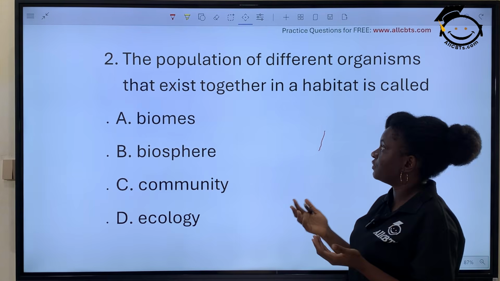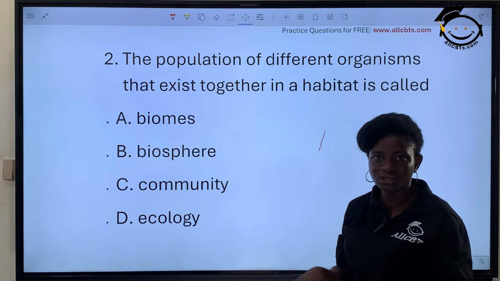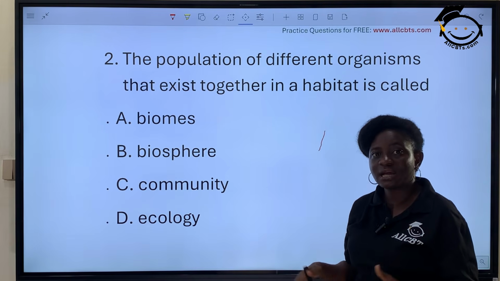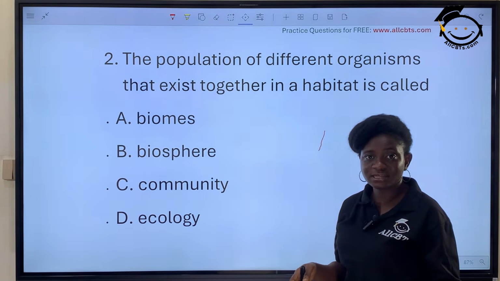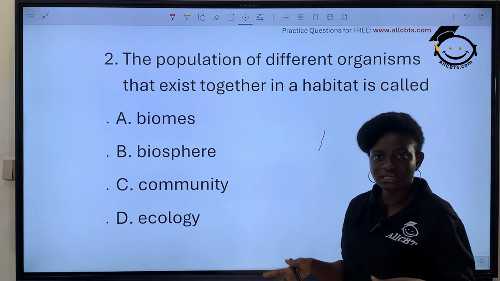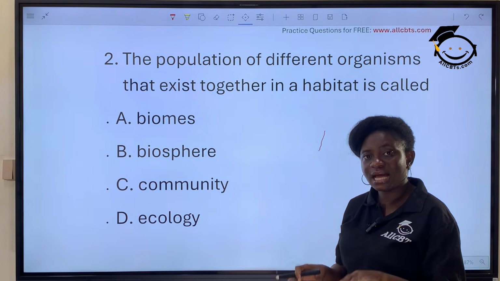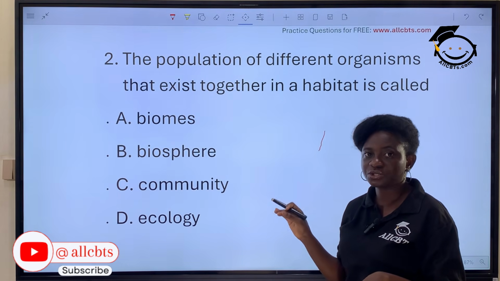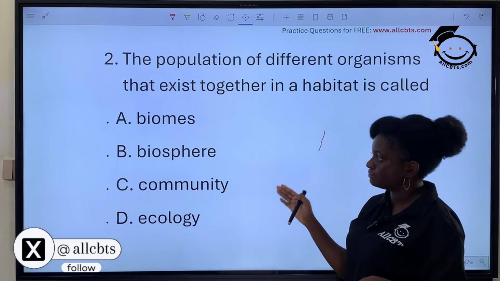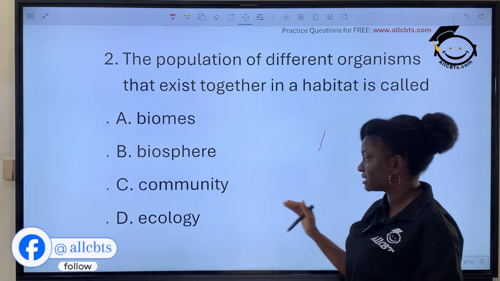What are they called? For instance, you have different organisms inside water. You can find insects inside water. Inside that same water, you can find fish, you can find other organisms like toad or frog. So what can we call them? As in the different organisms in that particular habitat, what is it called? That's what the question is really asking. So A. Biomes, B. Biosphere, C. Community, D. Ecology. So the correct answer here is community.